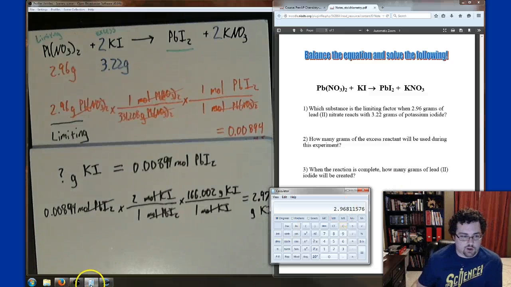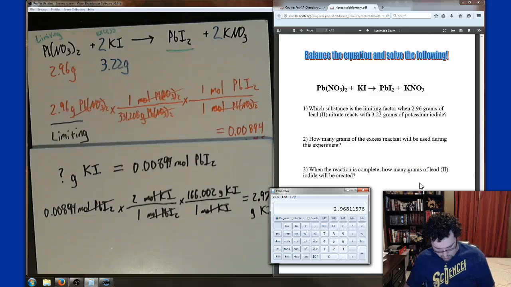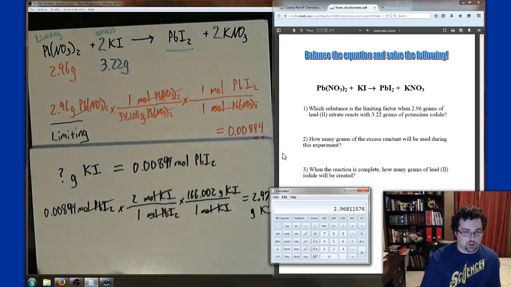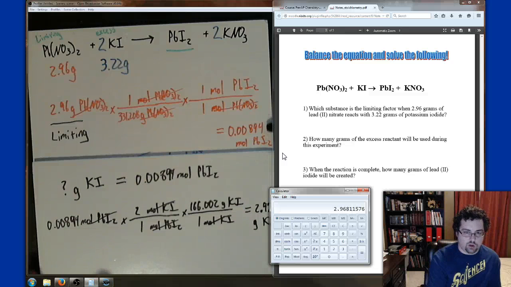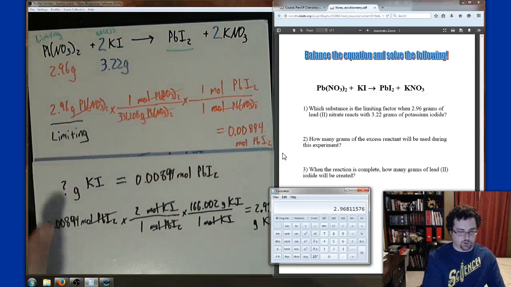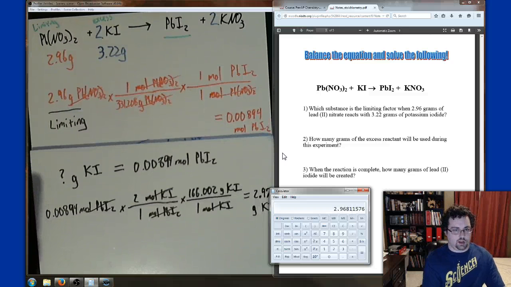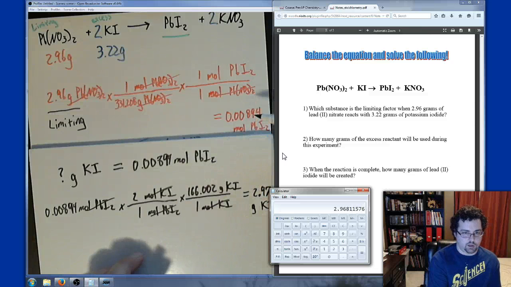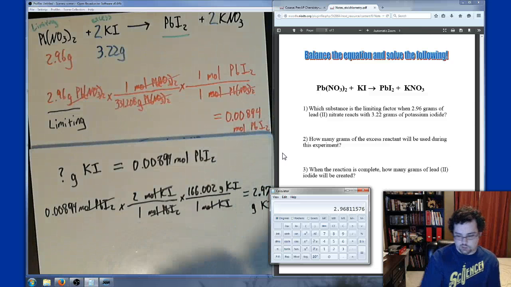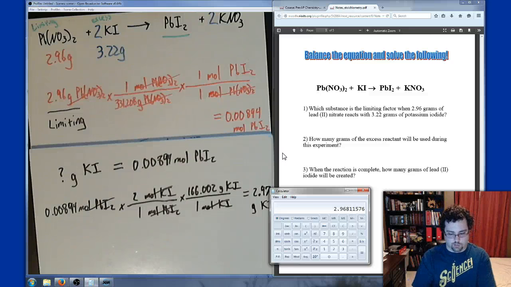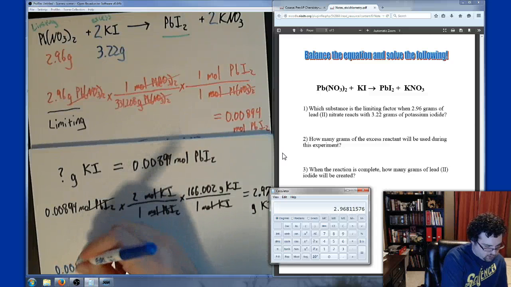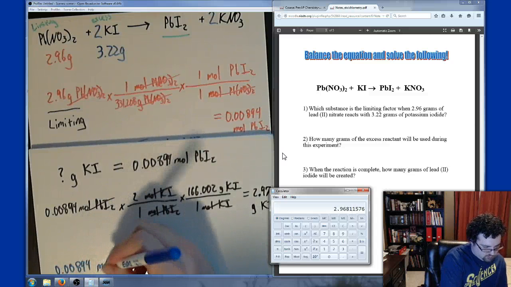Okay, the third and final question says, when the reaction is complete, how many grams of lead-2 iodide will be created? Now this one is pretty easy because I've actually already calculated how many moles I'm going to end up with of PbI2. So to figure out how many grams of lead iodide will be created, all you got to do is take the moles of PbI2 that I already calculated and change that into grams of PbI2. That's how much is going to be made.